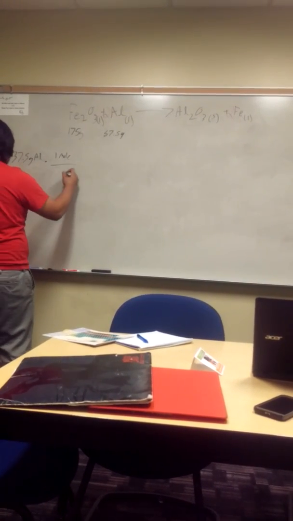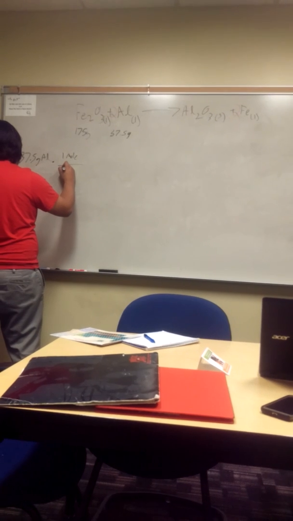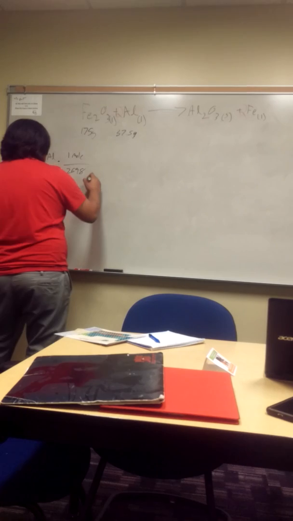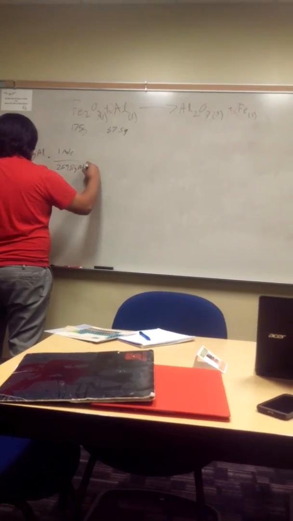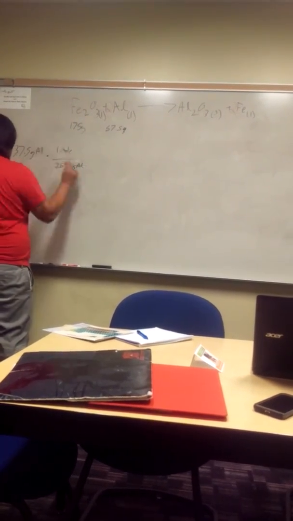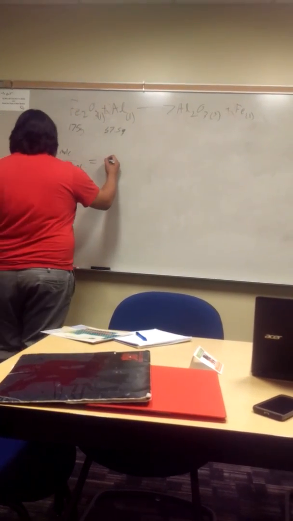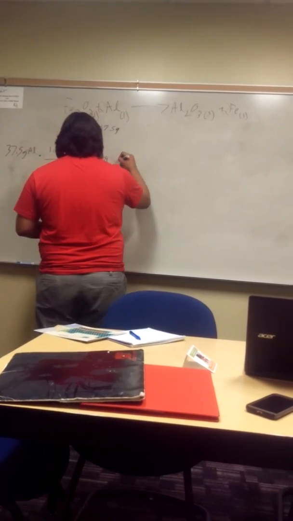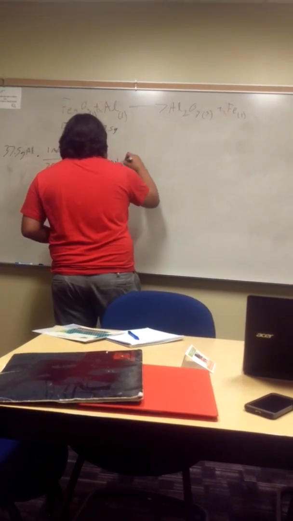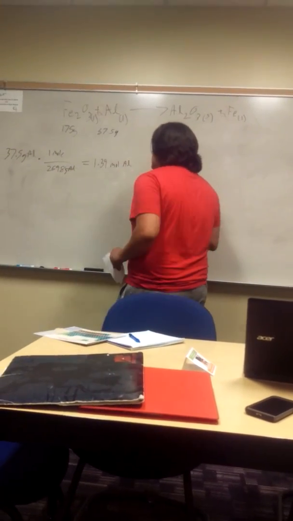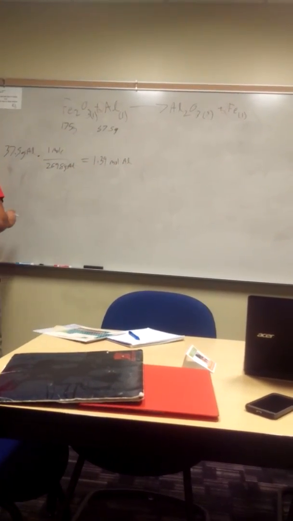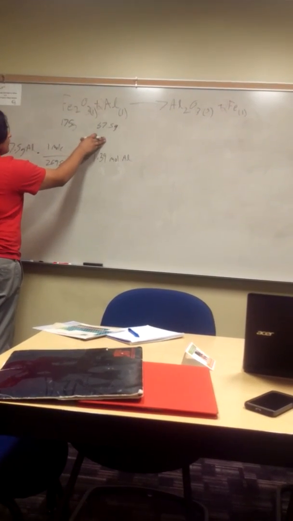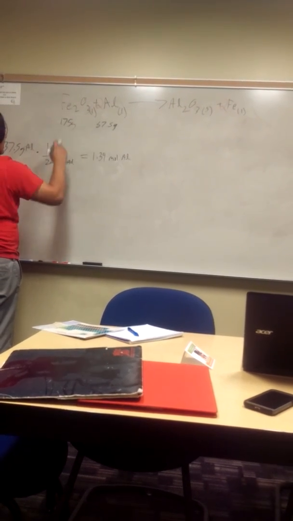over the mass of aluminum, which is 26.98 grams of aluminum. Grams cancel out, which gives us 1.39 moles of aluminum. So that's our first part, still not done. We need to change this mole into iron because we're looking for how it relates to iron in moles.